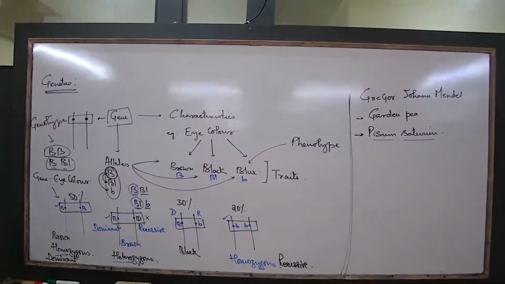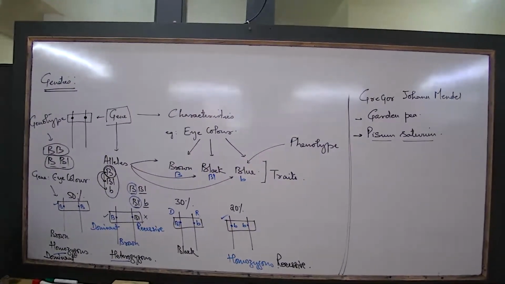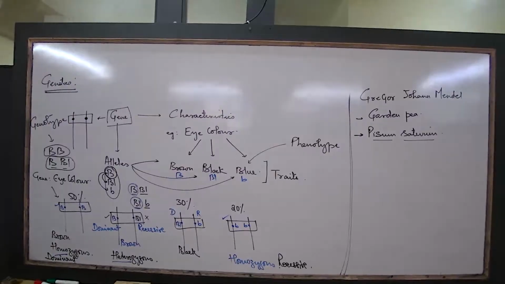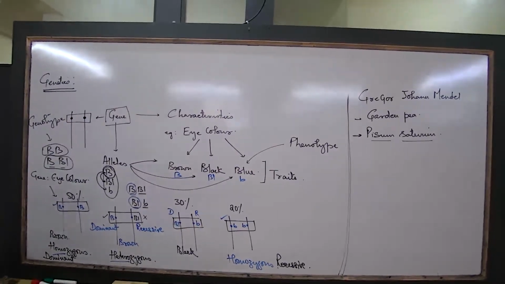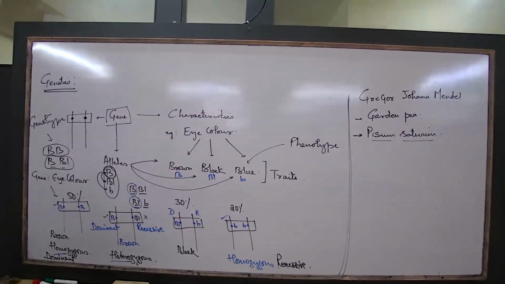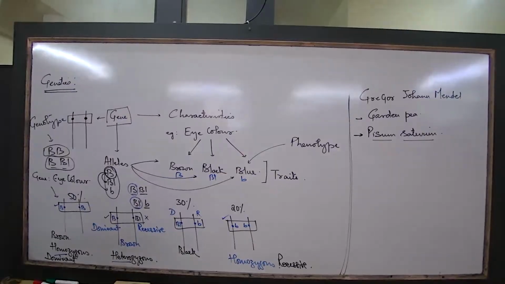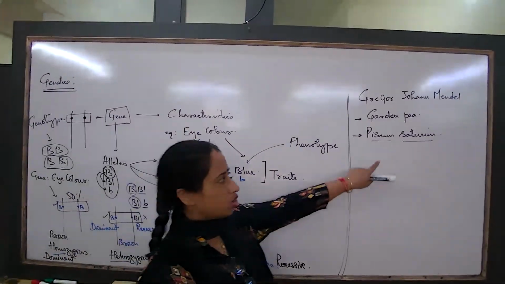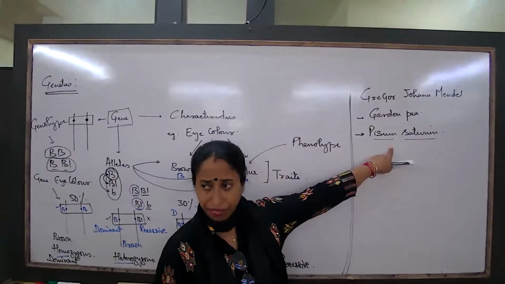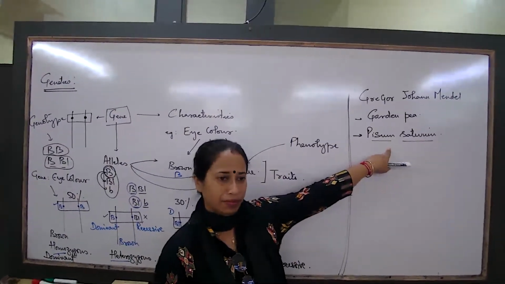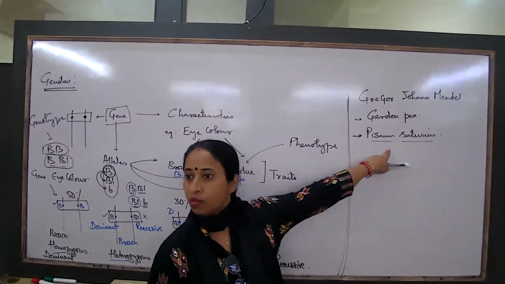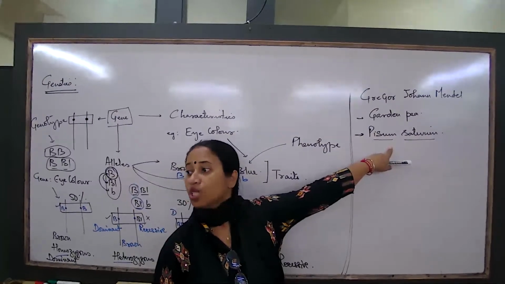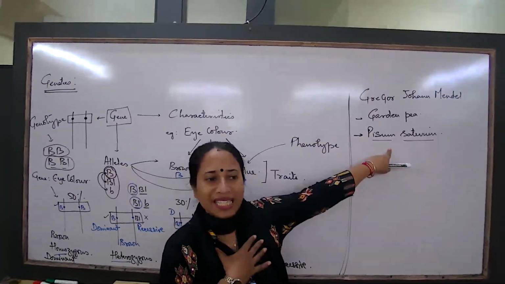What is binomial nomenclature? You all did not study that chapter on five-kingdom classification last year, right? So these concepts you have not studied. Whenever we write any biological name, even for us, what is our scientific name? Homo sapiens.